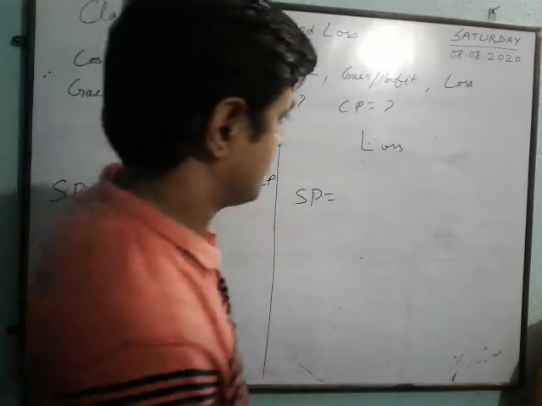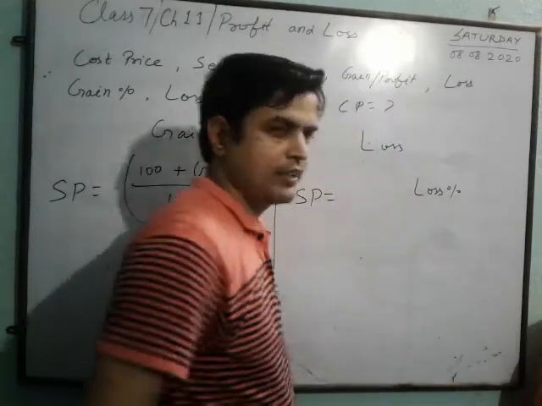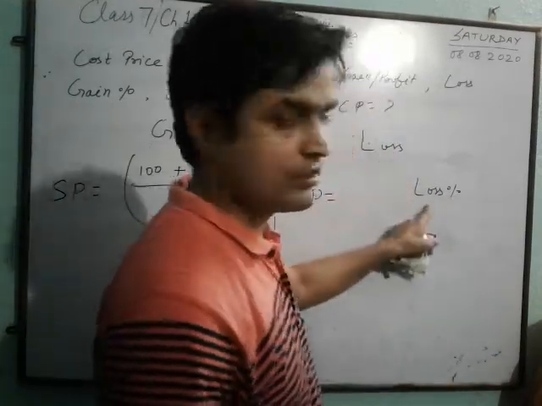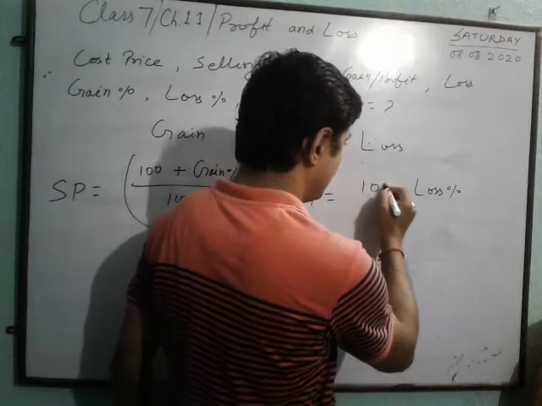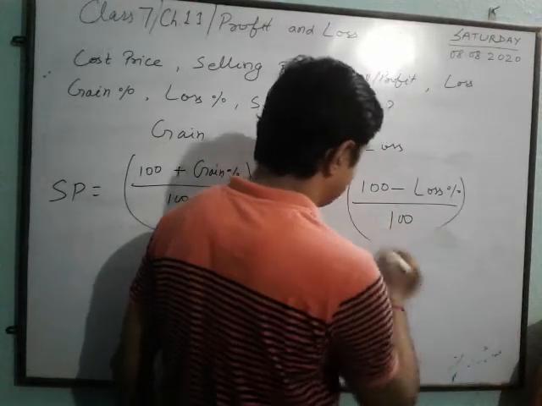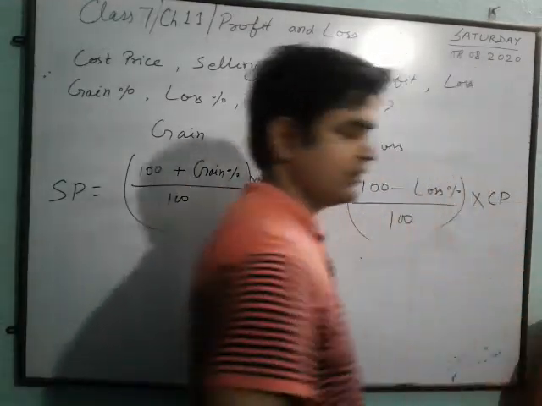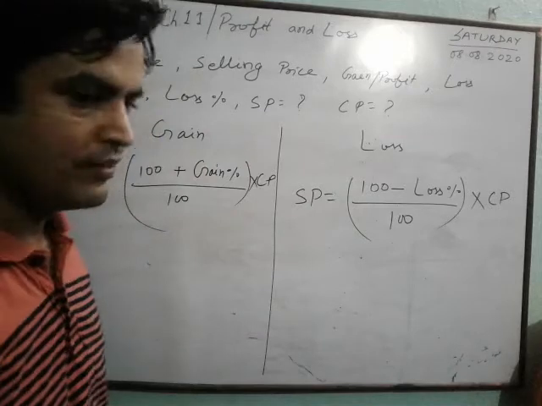And in case of loss, write loss percent and subtract it from 100, divide this by 100 and multiply it by CP. Here we have the formula.